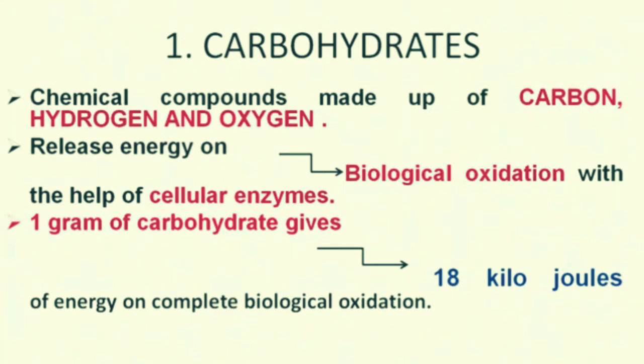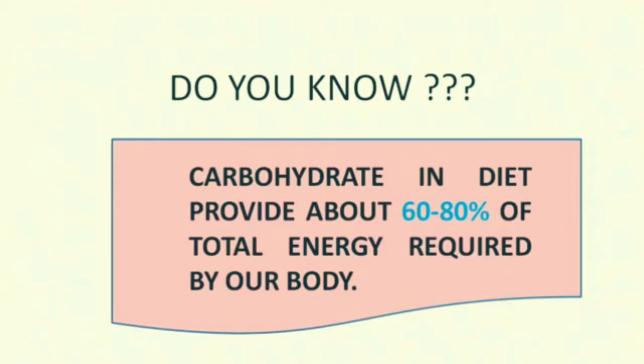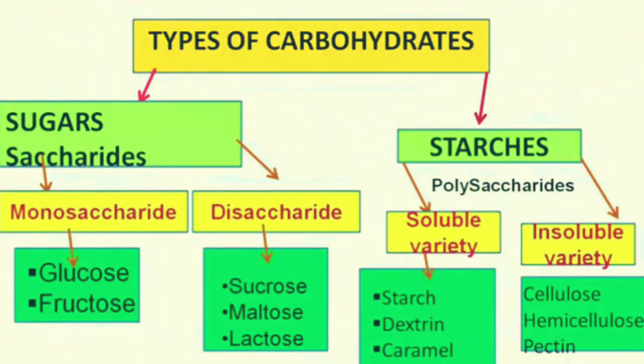1 gram of a carbohydrate gives 18 kilocalories of energy on complete biological oxidation. Do you know that carbohydrates in the diet provide us 60 to 80% of our energy? They are the major source of energy in our diet. Carbohydrates are divided into two major categories, that is sugars and starches. Sugars are further divided into monosaccharides and disaccharides. Starches are divided into soluble varieties and insoluble varieties.